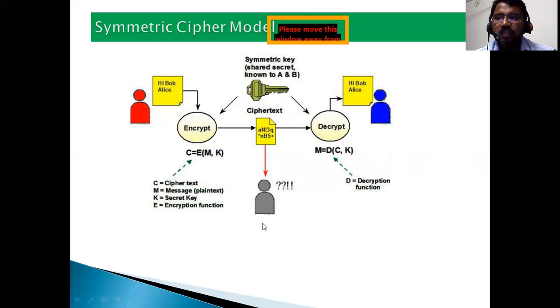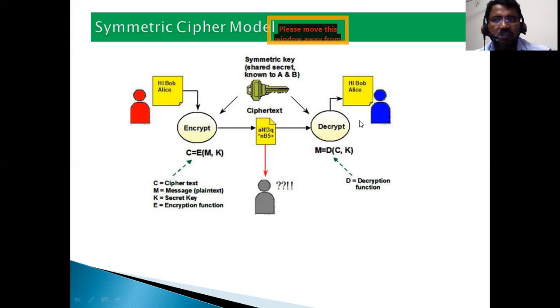So assume that he is the opponent or the attacker, who is going to attack the message. What is he going to get? He is going to get the cipher text, the encoded message. The encoded message will look like this: AN hash 3G QNB5, like that. So he cannot understand the content of the message. Even if he gets the message, he is unable to read it. So this unreadable format message, cipher text, is sent to the receiver.